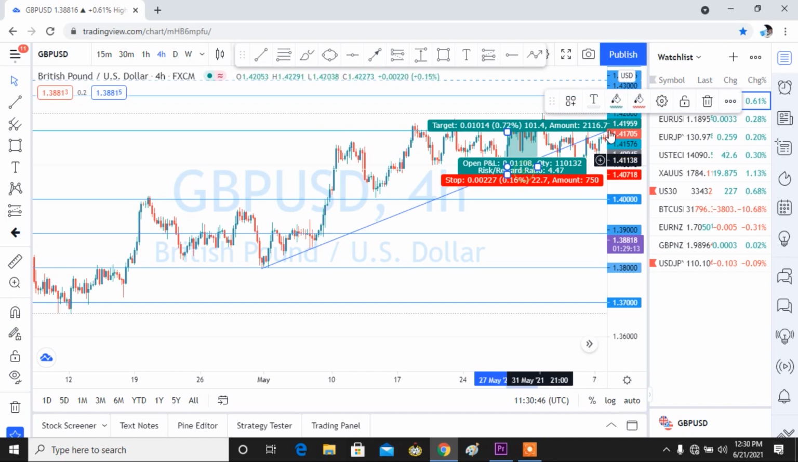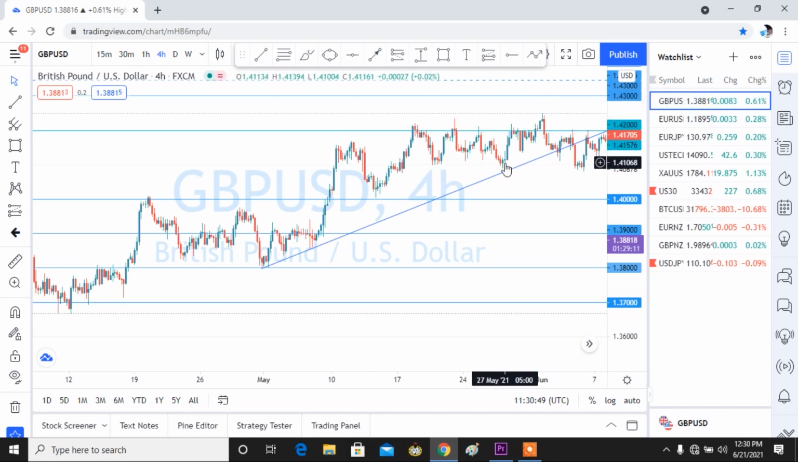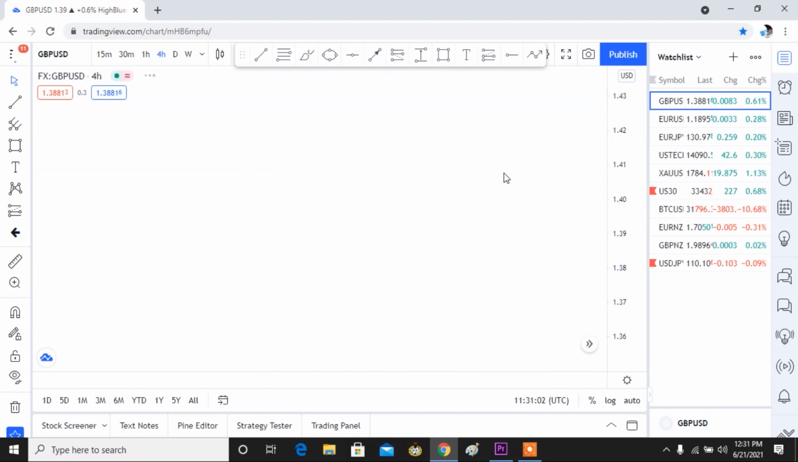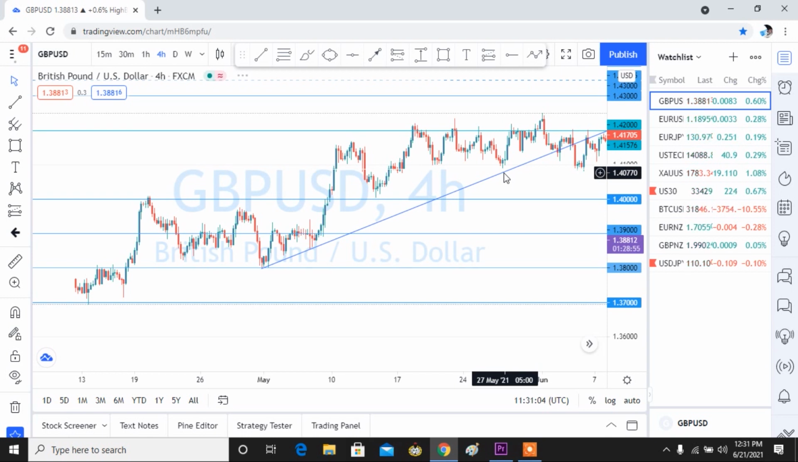Watch out, let me remove this. You have to watch out for rejection at the trend line. You watch out for rejection once price approaches the trend line. Watch out for rejection and place your stop loss just below the trend line. This one, and if you have taken this trade, you would have really been in profit, guys.